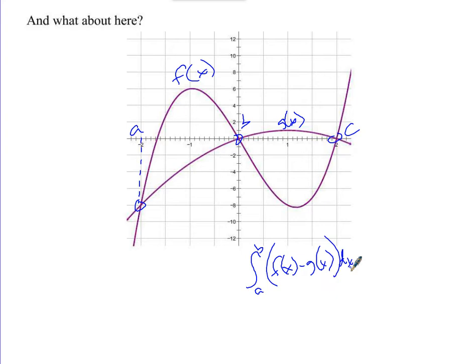Plus? Why plus? Right. Think of these as areas. We're taking this area and adding it to this area. So we're going to write plus what? G of x minus f of x. Why was it reversed this time? That's right. It's the top function minus the bottom function. The upper minus the lower.